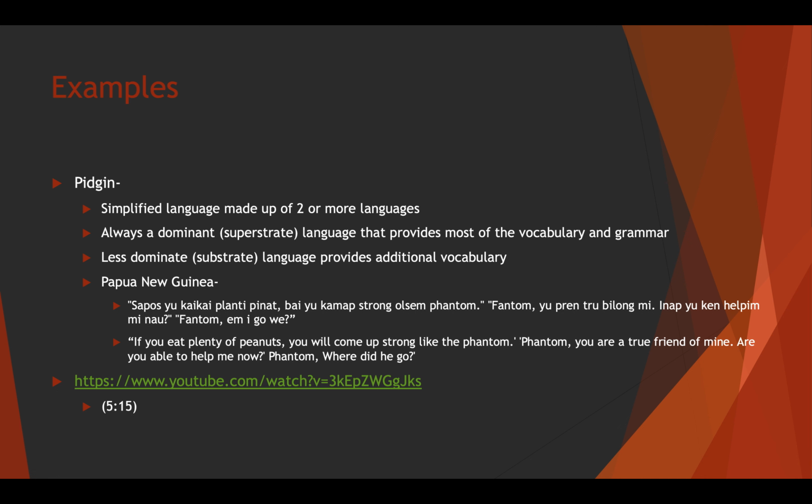So here's an example from Papua New Guinea. Papua New Guinea is an island nation that has a lot of linguistic diversity. And so if you look at the example here, you might see some words that seem kind of familiar through English. Like I see plenty and peanut, and strong, phantom. And so this kind of goes on from here, and it has the translation: if you eat plenty of peanuts, you will come up strong like the phantom. And then there is a YouTube video that you can click on this link and see an example of a pidgin language.